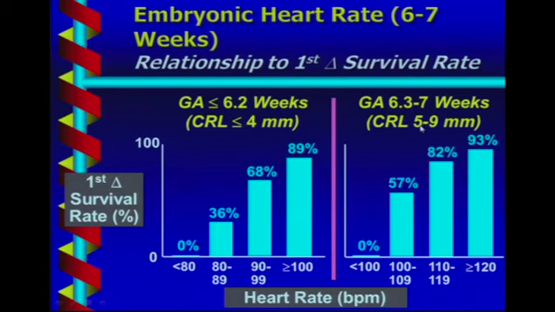With the crown rump length slightly bigger, 5 to 9 millimeters, all of these numbers go up by 10. If you have a 5, 6, 7, 8, 9 millimeter crown rump length and the heart rate is less than 100, then there's virtually no chance, and it plateaus at 120.